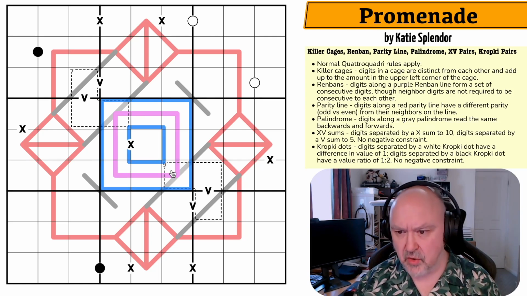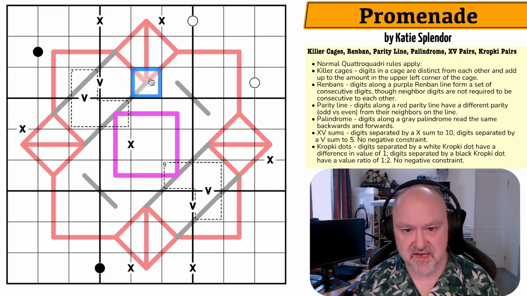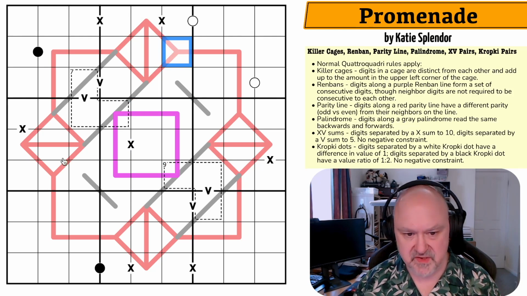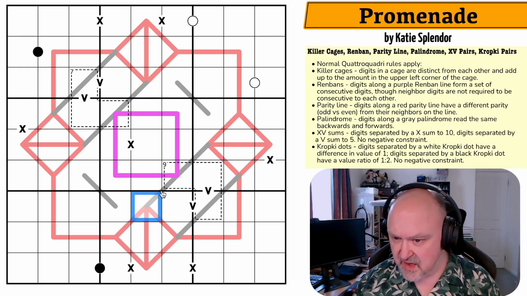Parity line. Digits along a red parity line have a different parity, odd versus even, from their neighbors on the line. So any two cells connected by a red line are different, odd, even parity. Palindrome. Digits along a grey palindrome read the same backwards as forwards. That's standard. So, yep. If anything we read along these lines.